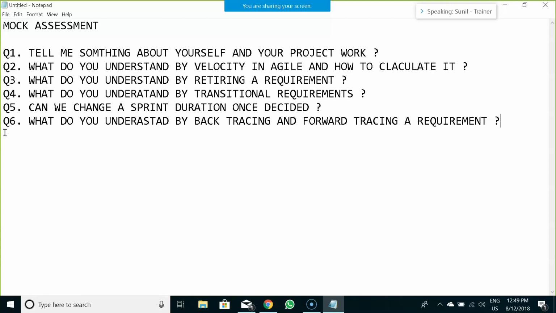Now forward tracing is like your system has a current functionality and the user is asking for a particular change. So you do an impact analysis around what all requirements it would be impacting if this change is accepted in the system. So you are essentially forward tracing the requirement through impact analysis. Okay.